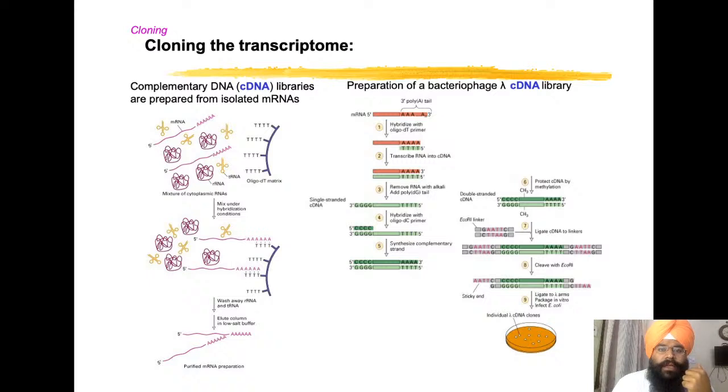And then cloning the transcriptome. Complementary DNA libraries are prepared from the isolated messenger RNAs. So you have a mixture of cytoplasmic RNA and an oligo-dT matrix, and the mRNA is attached to this matrix. Then you wash away the ribosomal RNA and elute the column, like we did in the DNA microarray. In the same way you can have purified mRNA separations.